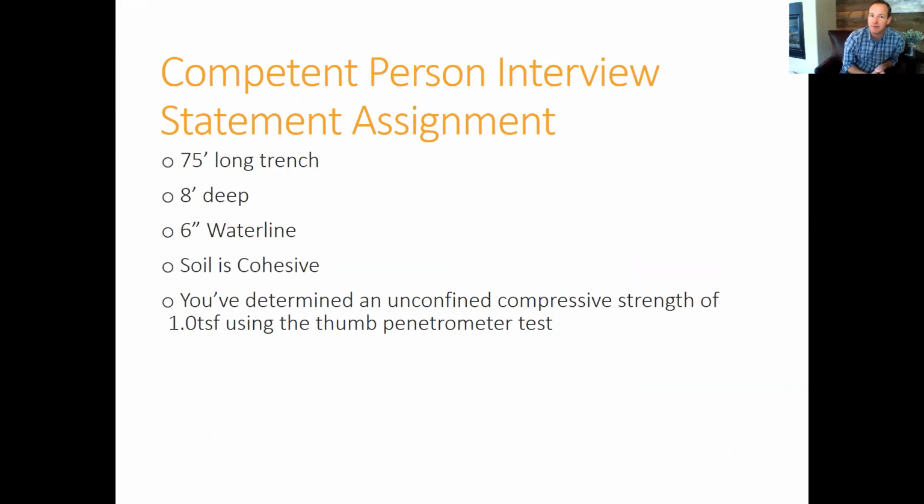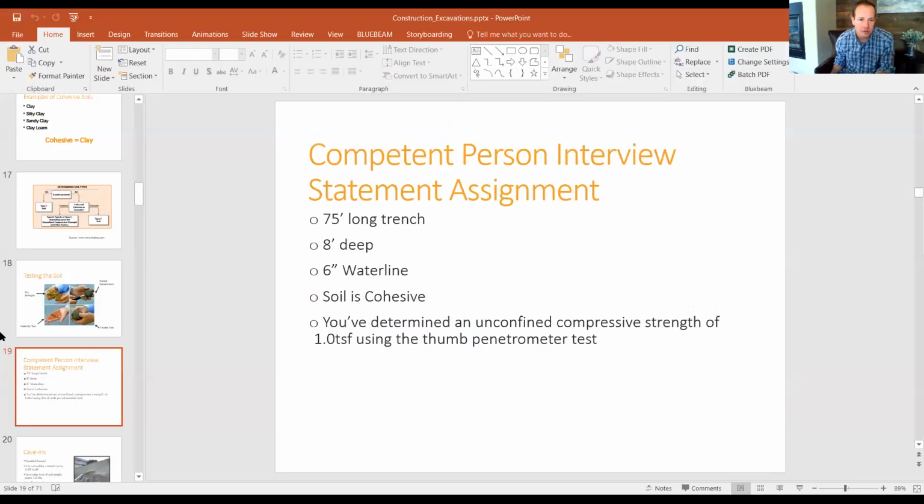You're digging a 75-foot long trench. It's 8 feet deep. You're putting in a 6-inch water line. The soil is cohesive. So you've determined by your manual tests that the soil is cohesive. You've also determined that it has an unconfined compressive strength of 1.0 tons per square foot using the thumb penetrometer test. So that tells you what type of soil it is. You should know that from it. Now, let me switch over to the assignment.